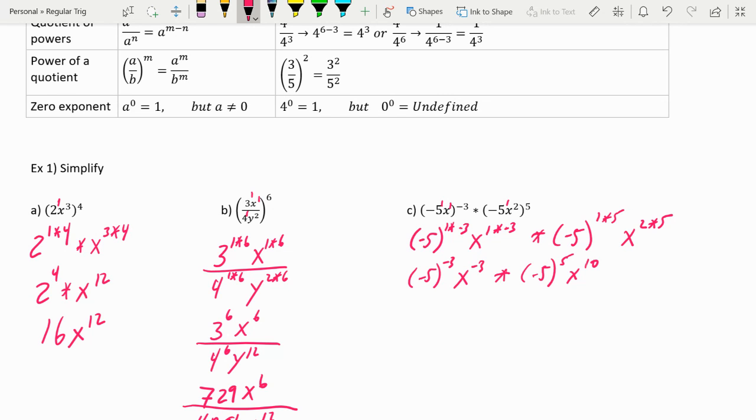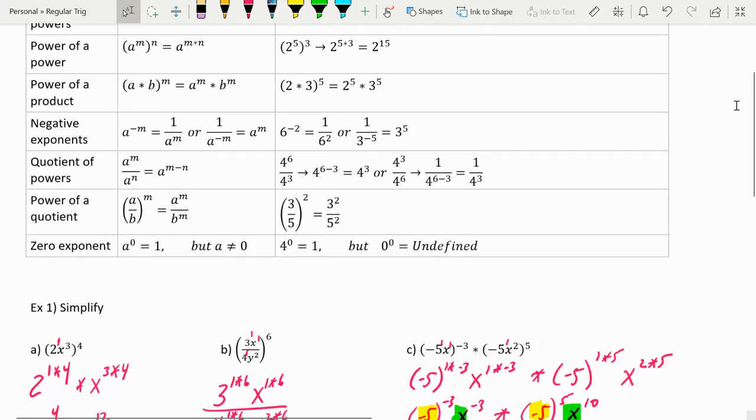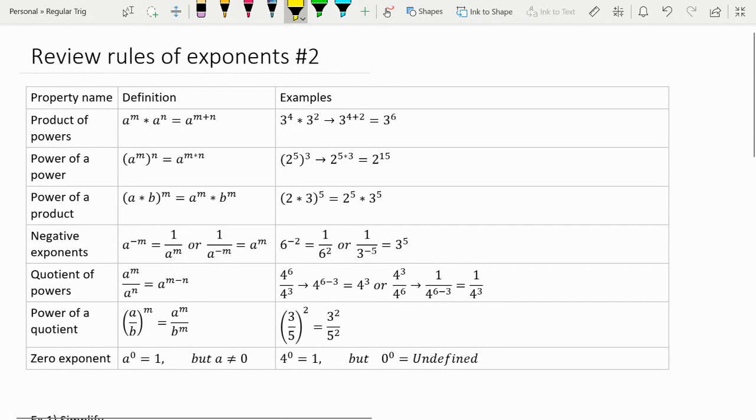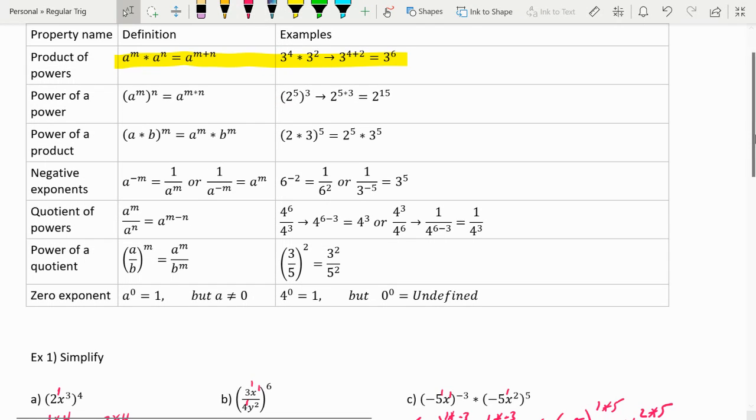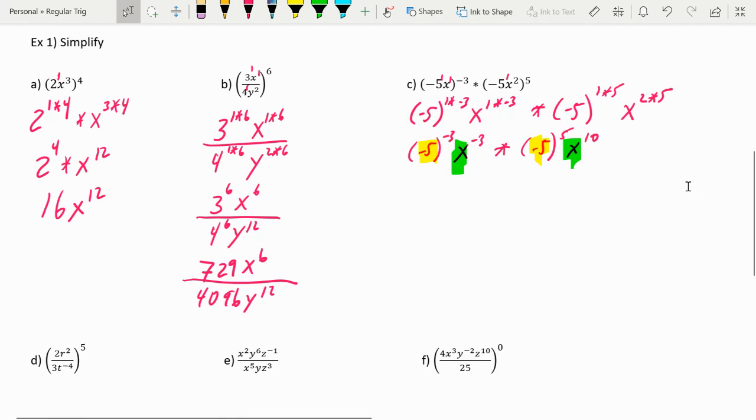Now if I look at this, we have bases that are exactly the same. So what do we do when the bases are the same? Remember this rule: when the bases are the same, you add the exponents. So what we're going to end up with here is -5 to the -3 plus 5, and then we have x to the -3 plus 10.